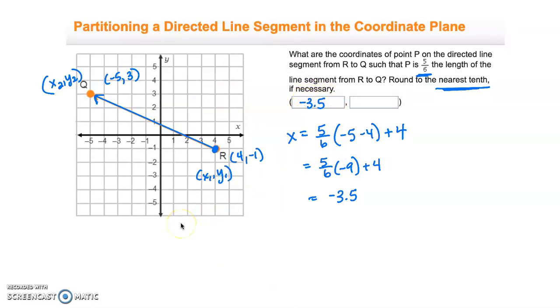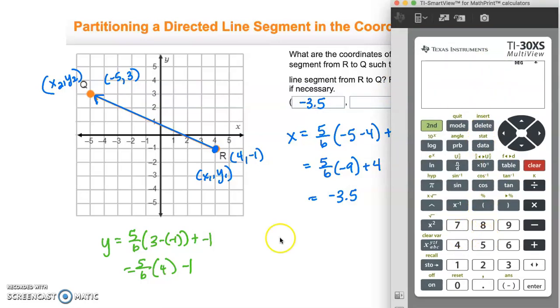Now I'm going to show you how I do it with a calculator. I'm going to set this up first. So y is equal to 5/6 times 3 minus a -1 plus a -1. So that's 5/6 times 4 minus 1. Now if I pull in my calculator, let me just show you how you can do this on a calculator. If it's asking for the nearest tenth, 5/6 is the same thing as 5 divided by 6. So I can just go 5 divided by 6 times 4 minus 1. And it knows order of operations, so our nearest tenth would be 2.3.